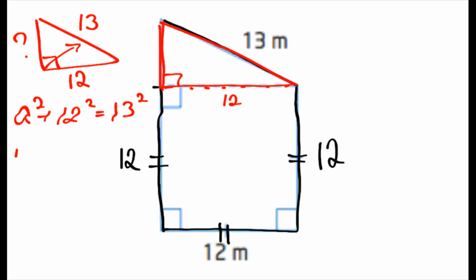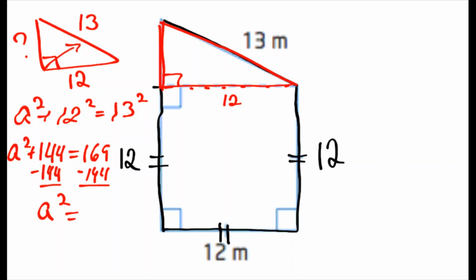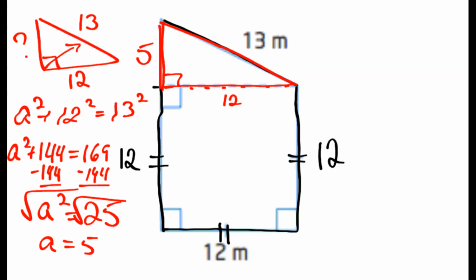So I'm going to square both those. a squared plus 144 equals 169. And then I minus 144 from both sides, which gives me that a squared is 25. So a is 5. So this side has to be 5.